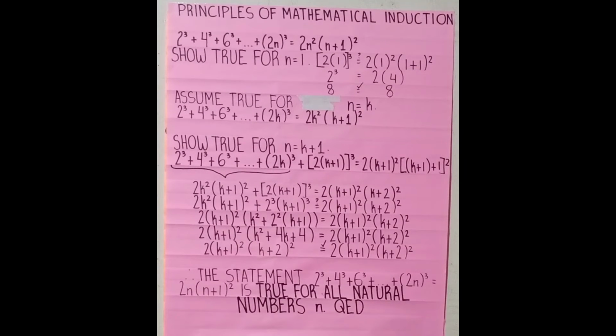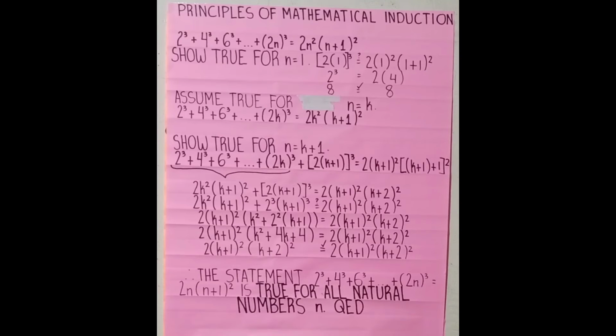So lastly, we have the principles of mathematical induction. My problem states 2 cubed plus 4 cubed plus 6 cubed plus ellipsis plus 2n cubed is equal to 2n squared times the quantity n plus 1 squared. The principles of mathematical induction is a method for proving statements involving natural numbers, and it includes two steps.